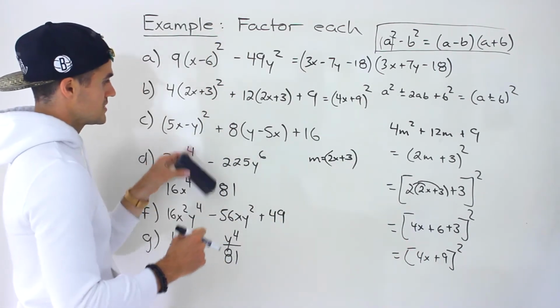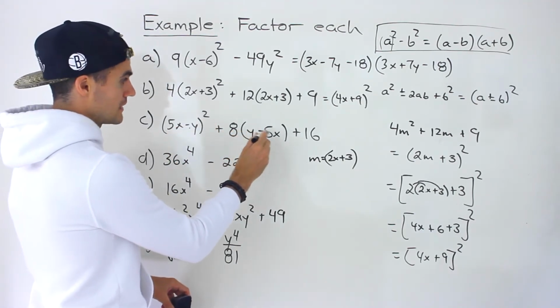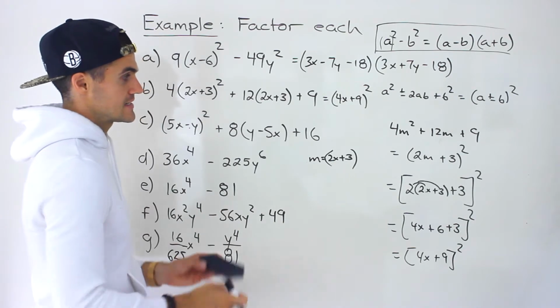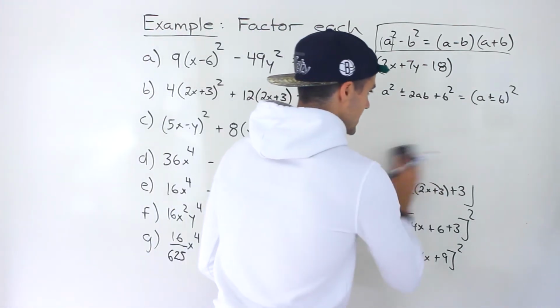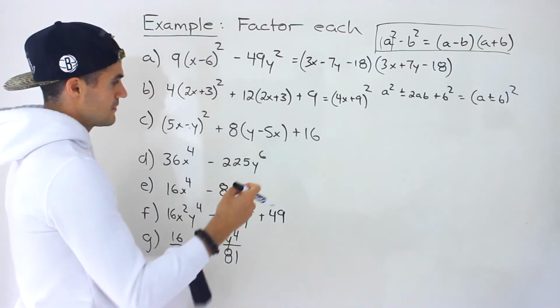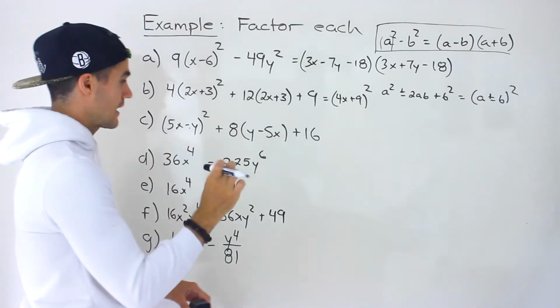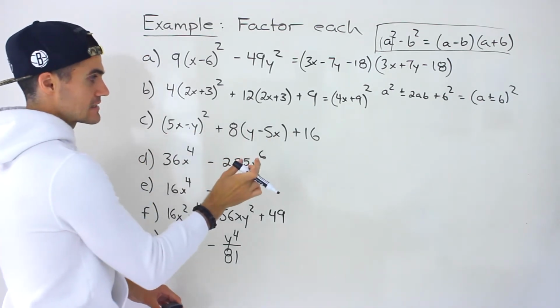Now moving on to part C, we've got 5x minus y squared plus 8 bracket y minus 5x plus 16. So in this case, notice that we're going to be applying the same method because we're dealing with brackets here, but notice that at this point right now, these brackets are not exactly the same.